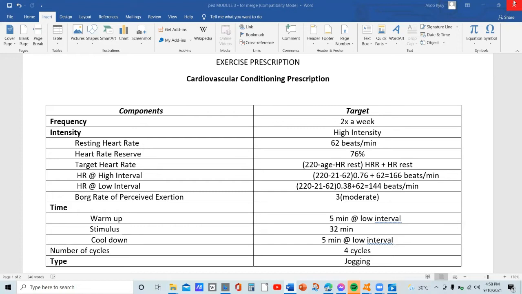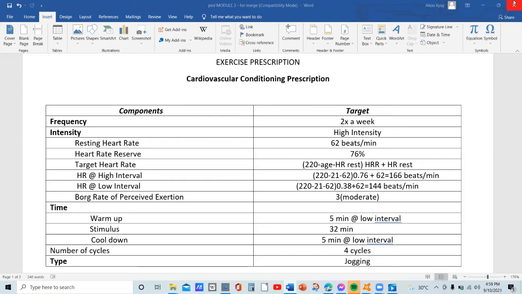So the first component of the exercise prescription is the frequency, and frequency refers to the number of times the activity is performed. So I am planning to do the training for my cardiovascular conditioning twice a week, or two times a week.